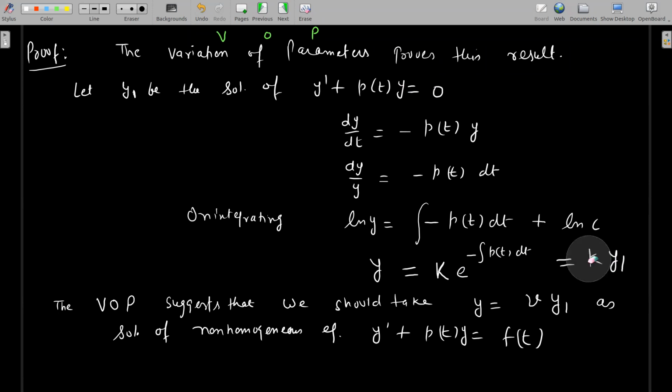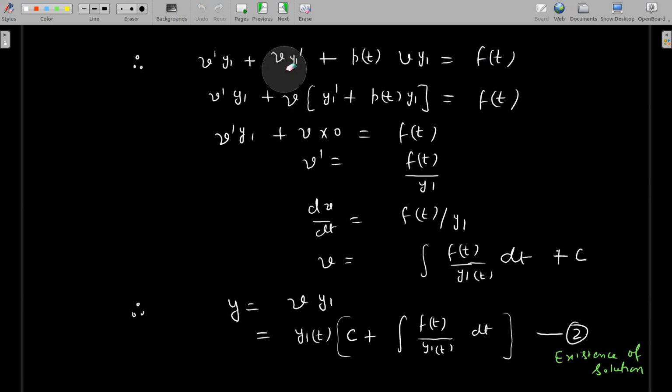solution. So replace this constant with a function, and this can be taken as solution of non-homogeneous, and then try to find this function by fitting that substitute. जो आपने सपोज किया है डिफरेंशियल इक्वेशन में फिट करो and try to find that function v, and that is the solution of non-homogeneous. और homogeneous के solution को हम complementary function भी बोलते हैं. आपने पढ़ा होगा ना complementary function.